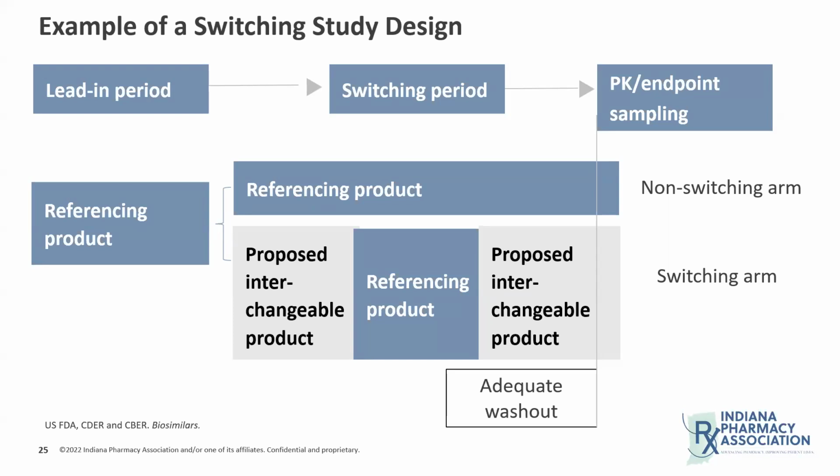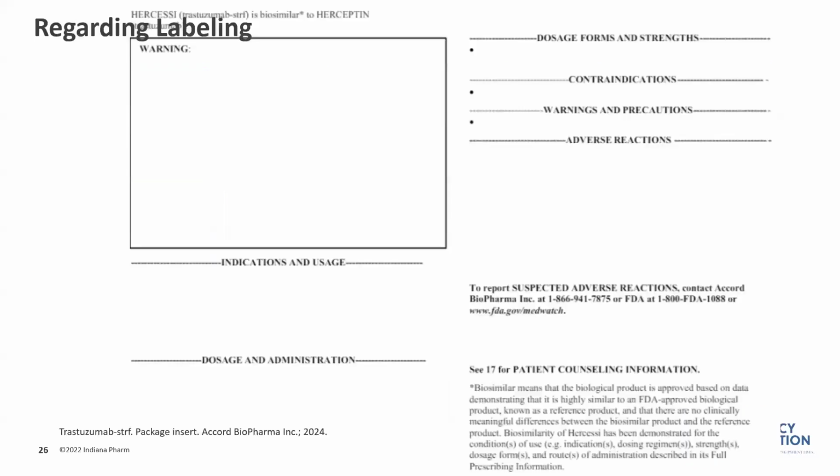So some people maybe get the reference, some people maybe get the interchangeable, then the reference, then back to the interchangeable, and the measurements and endpoint sampling that's done at the very end wants to show, again, consistent and comparable results between the reference and the interchangeable. I wonder how many times I've said interchangeable already.